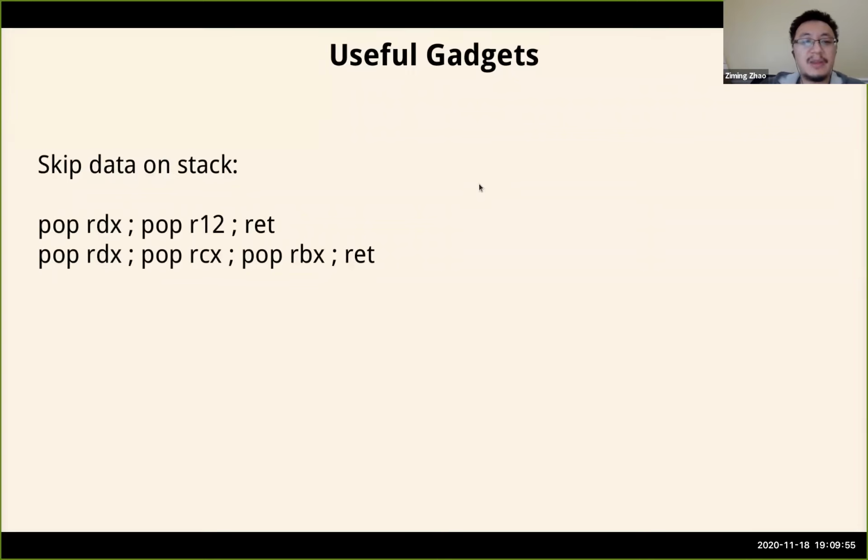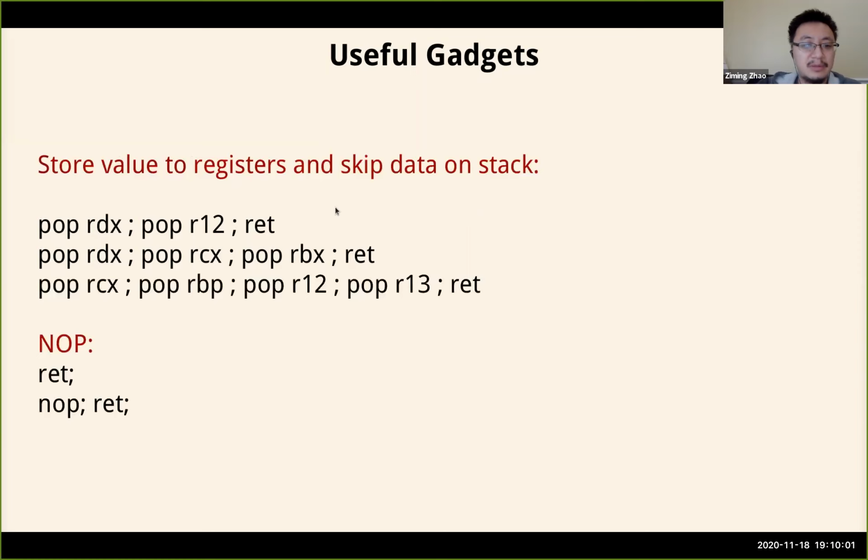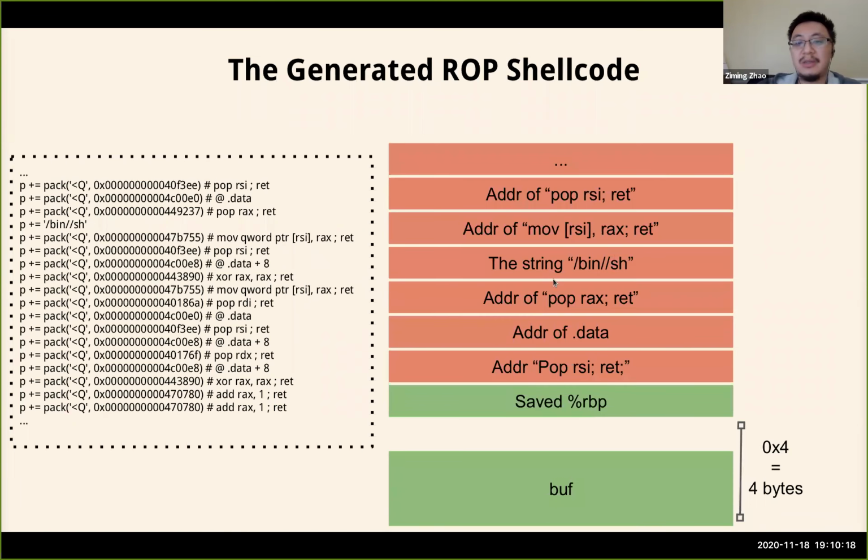There are some gadgets that can help you set up... So there are gadgets that can help us put values into registers and also at the same time, skip data on the stack. Why do we want to skip data sometimes? For example, in this case, this is data. This is not an address. You can say everything here we put, this one technically is also data. So all other things we put here is actually a code pointer or a gadget pointer. Anyway, it's an address of some kind of code we're going to jump to.